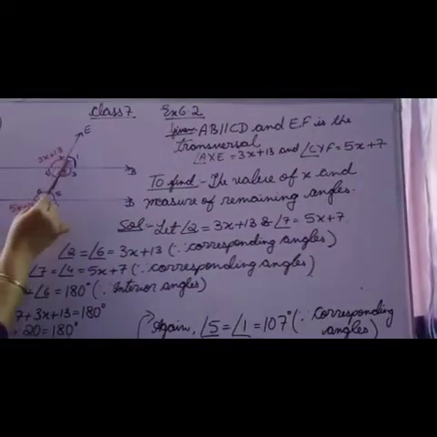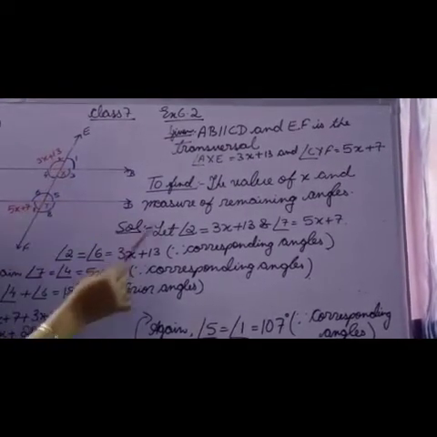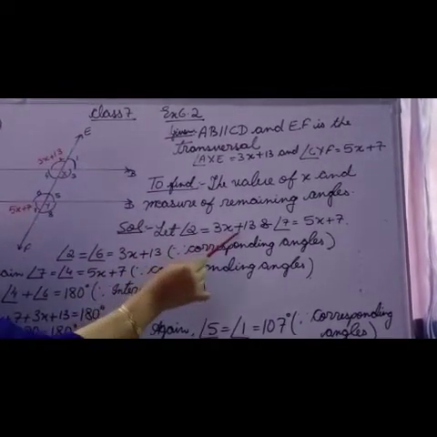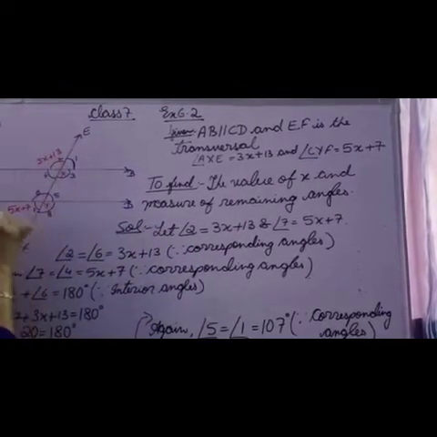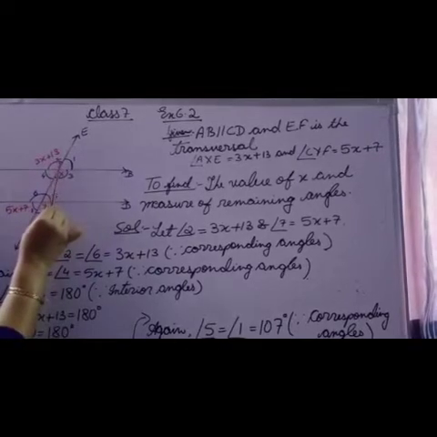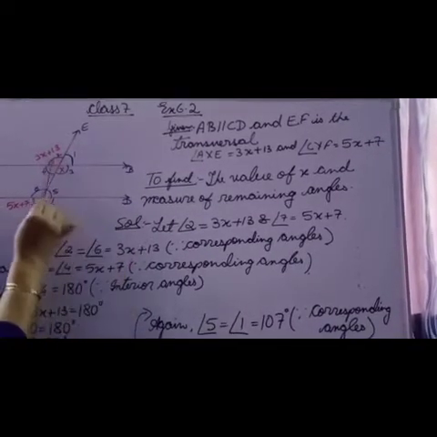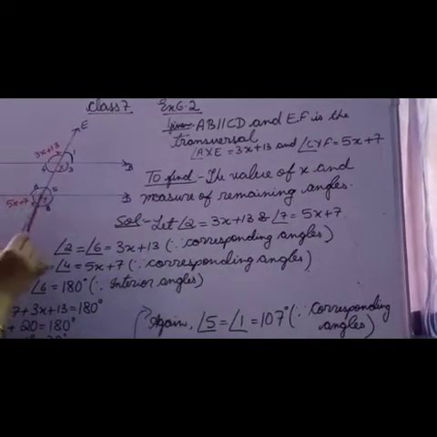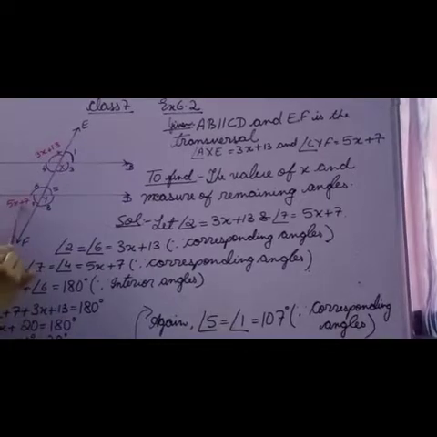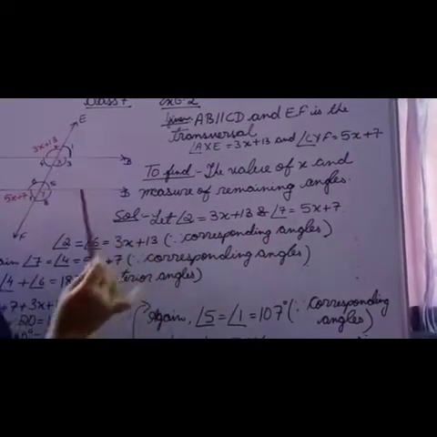Now what is given to us? Let us name this angle as 2. So I have written let angle 2 is equals to 3x plus 13. So this particular angle AXE, I am just labeling up with angle 2. So I have named this angle as angle 2. Again angle CYF, which is equals to 5x plus 7. So I have named it as angle 7. Now let us start the sum.